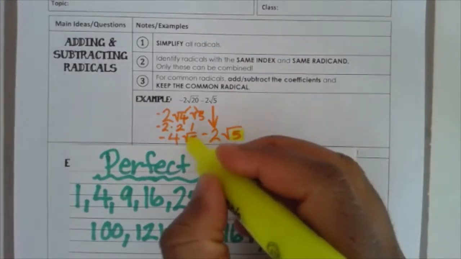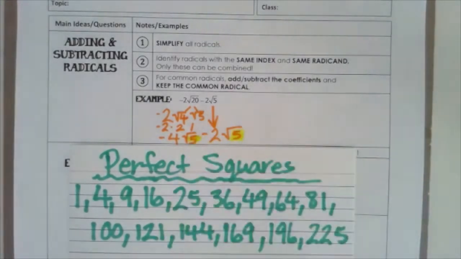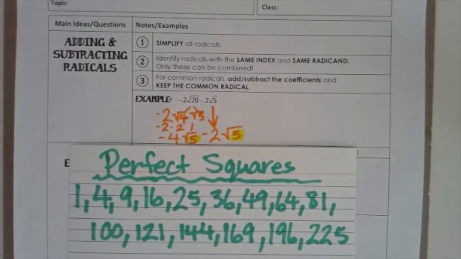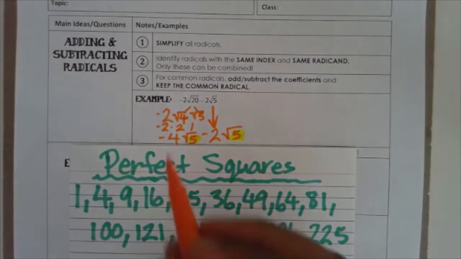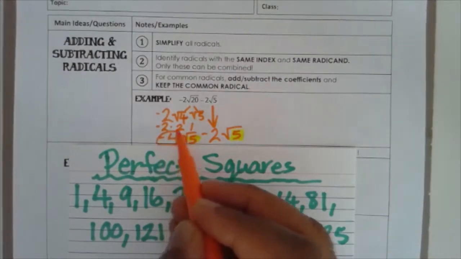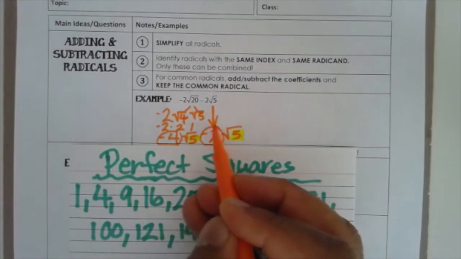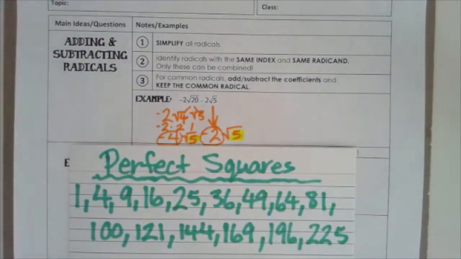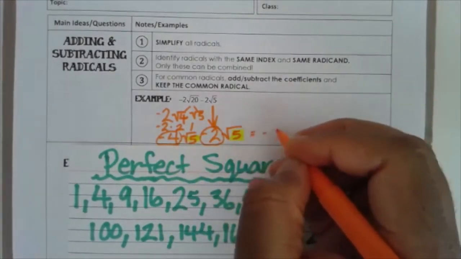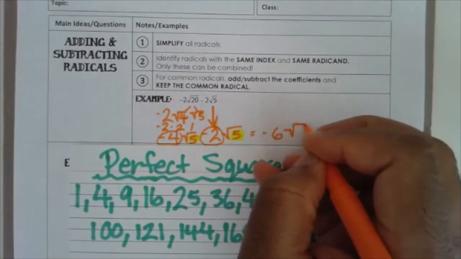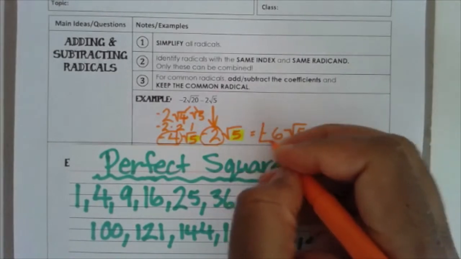And that's one of our big goals. We want to have that same number under the radical sign because that means we can go about the process of adding and subtracting. What are we going to add and subtract? Well, the numbers on the outside here. So I have a -4 minus 2, which is going to give me a -6 square root of 5.